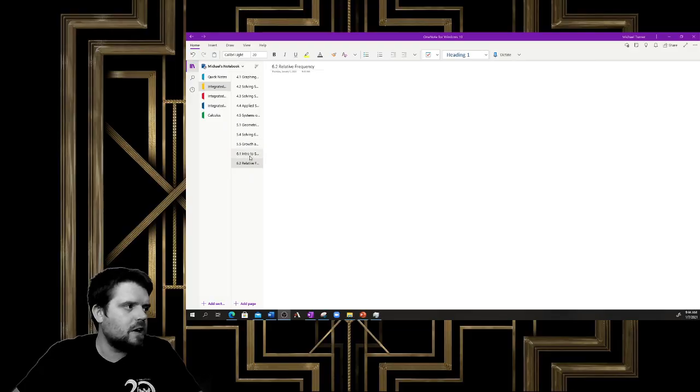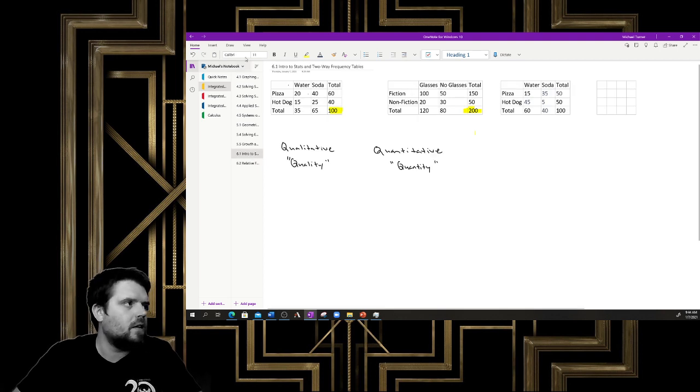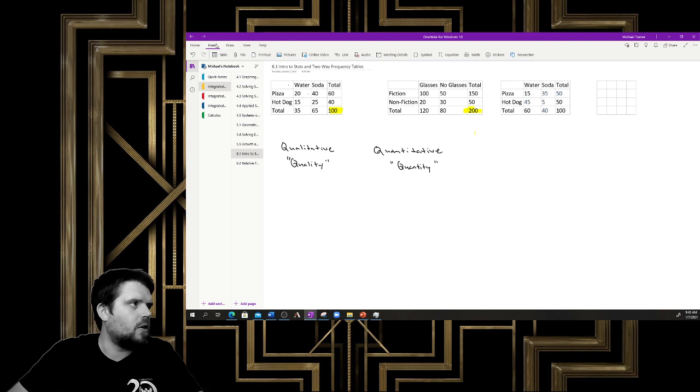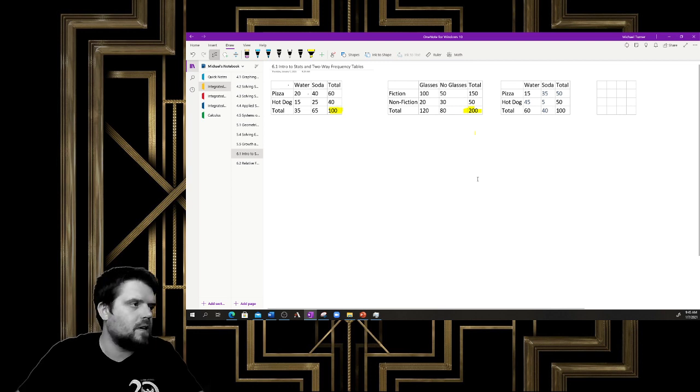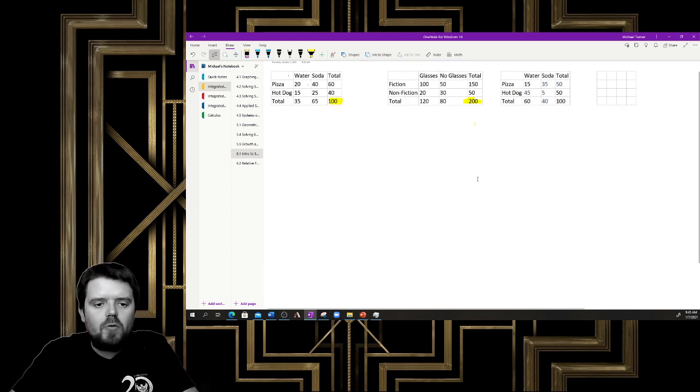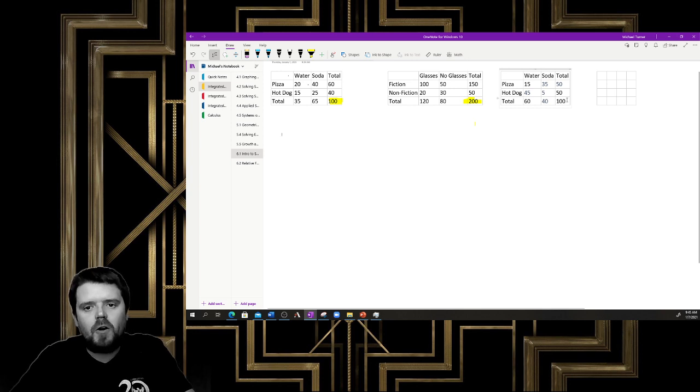So we're actually going to go back to what we did in 6.1. We talked about what quantitative and qualitative data are. We don't need that for our purposes right now, so we'll go ahead and delete that. But a relative frequency table is constructed from a frequency table. Just like we did in example 3 on the 6.1 video, it might involve having to fill out the missing rows and columns before you have a complete two-way frequency table.